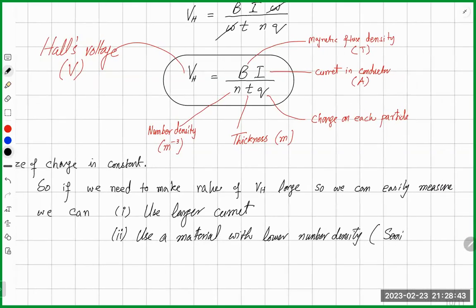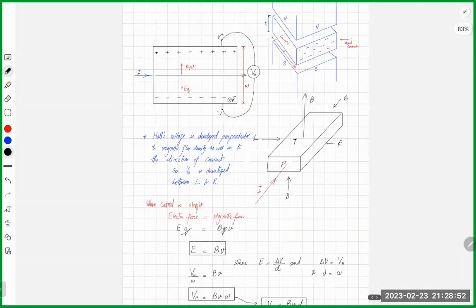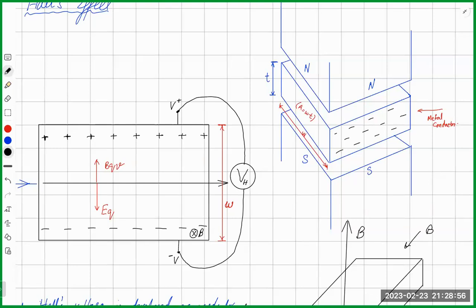Semiconductors. Do you remember that to measure this Hall voltage, we put a conductor in between the two magnets to develop that Hall voltage? So the material matters. If we use copper, copper will have a very large N, so the value of Hall voltage will be very, very small. Iron is a conductor, but not as good as copper. It has a smaller value of N, so the potential difference will be larger. But the best thing is semiconductors, because they have a very small N and can develop a reasonable sized Hall voltage, and we can easily measure it.